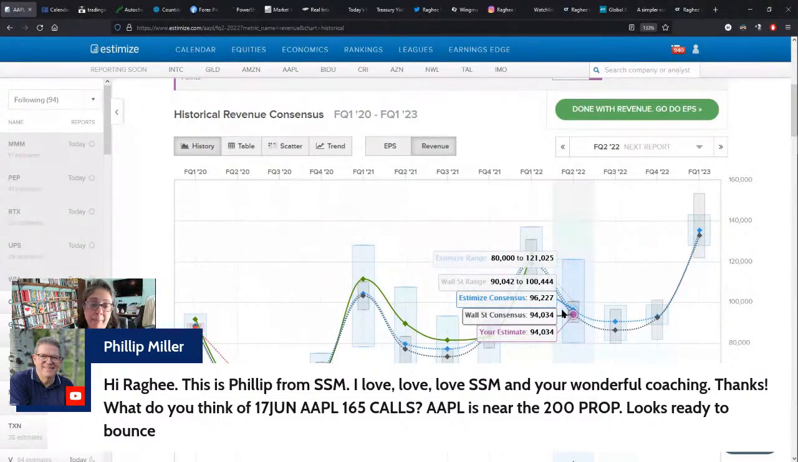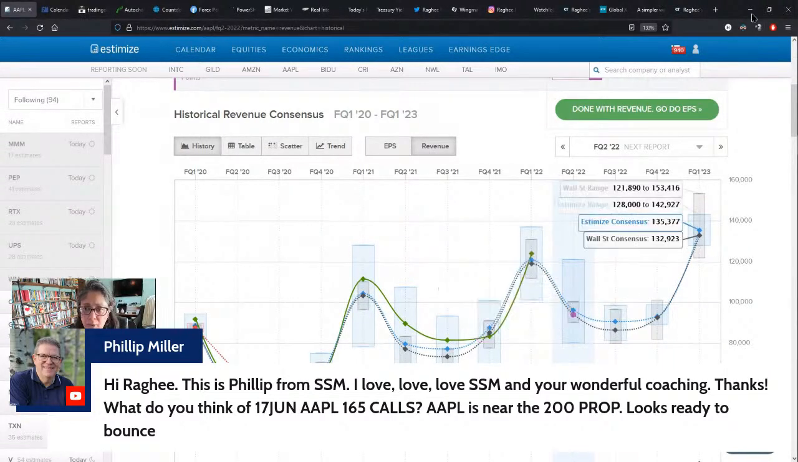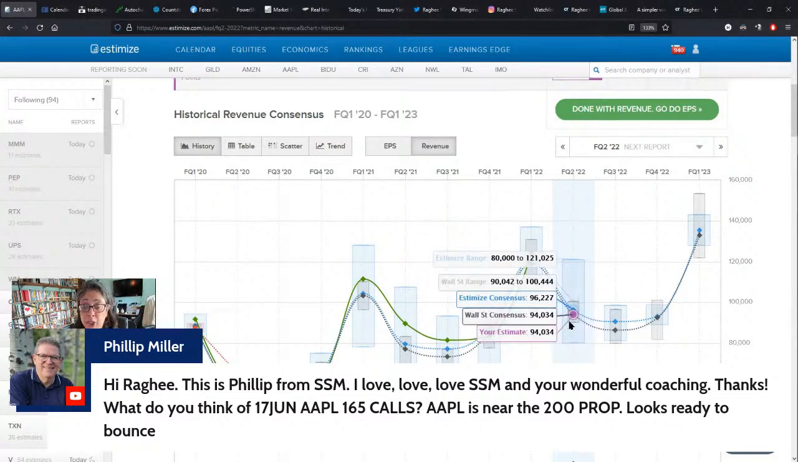And that's how you have a better idea of what the reaction is ultimately going to be for an earnings play. And that would be an earnings play, Philip. So if you're looking at Apple, you really want to see the whisper number, which is the blue estimized consensus, above that level, not simply above Wall Street consensus, above that level.